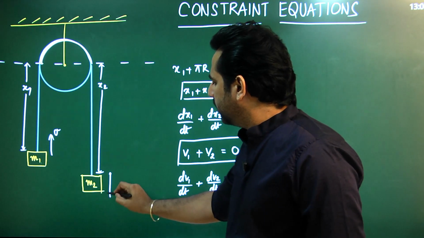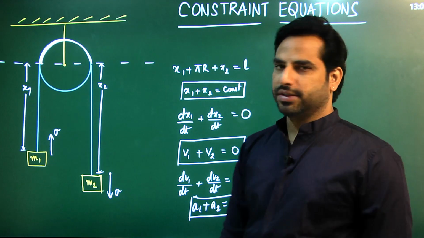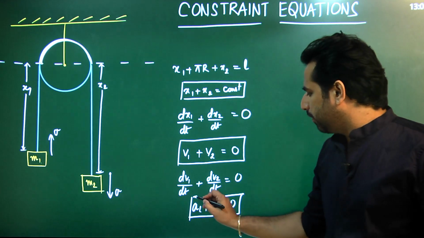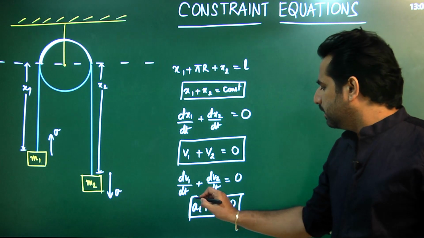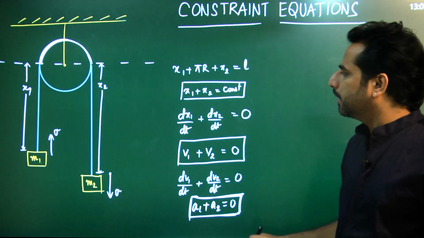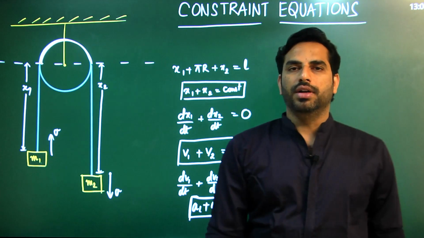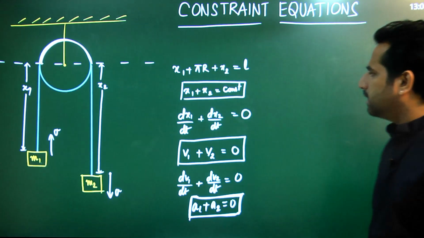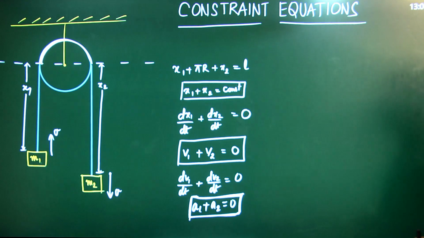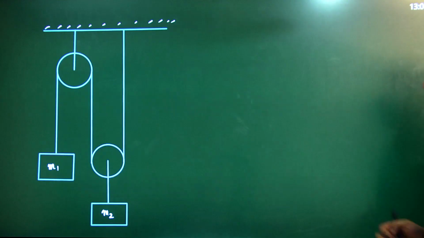So what does minus a mean? A down, a in the opposite direction. So this is the meaning of a1 plus a2 is 0. This is the constraint equation governing the motion of m1 and m2. Now let us apply the same concept that we have learned now in this case.